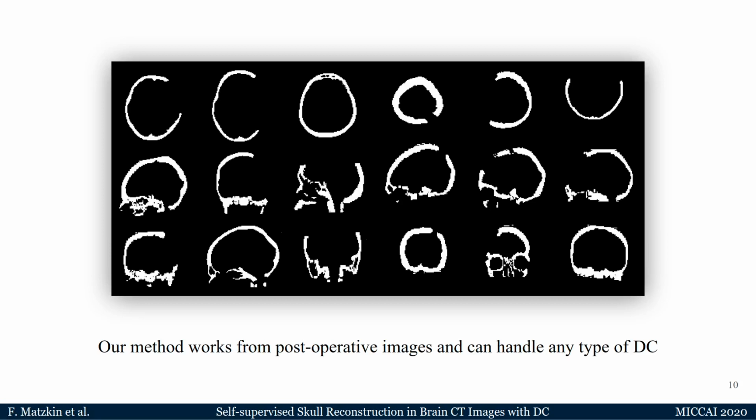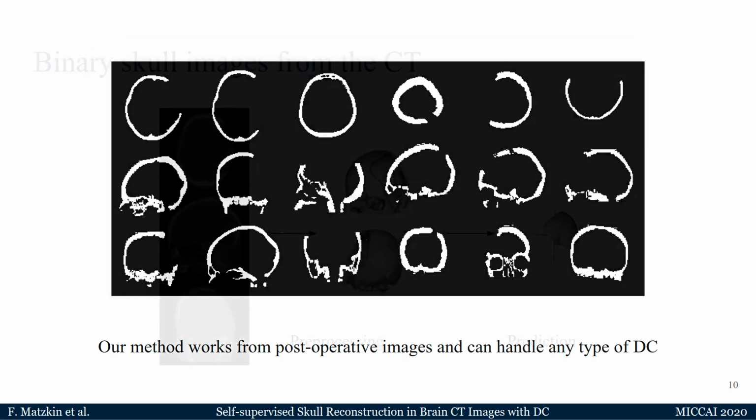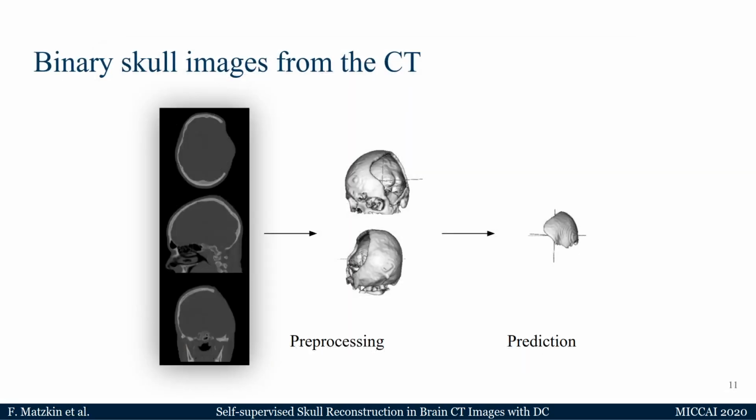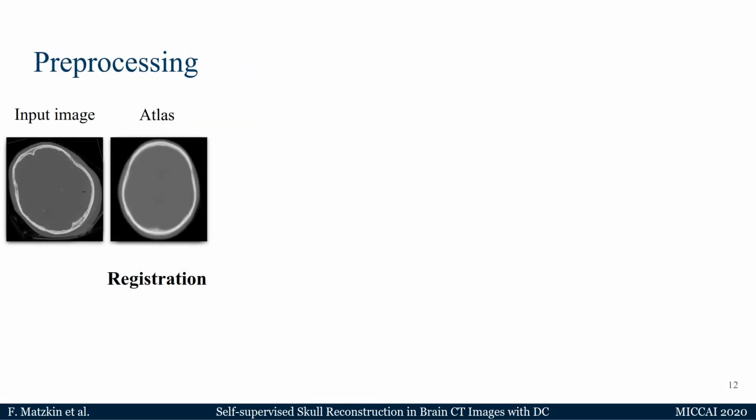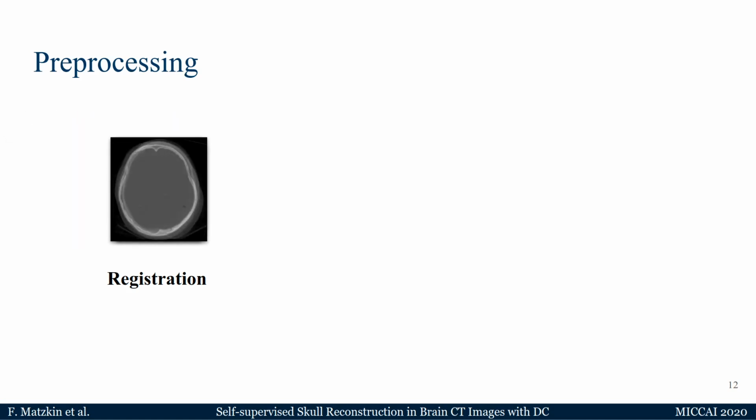Here are some real examples of decompressive craniectomies that will be used to evaluate our method. Our reconstruction method consists of a convolutional neural network which operates on binary skull images obtained after pre-processing the CT. For the pre-processing, the images are first registered to an atlas using rigid transformations, bringing all of them to the same coordinate system. This encourages the model to focus on variations in the morphology of the skull rather than learning features associated with its orientation and position.